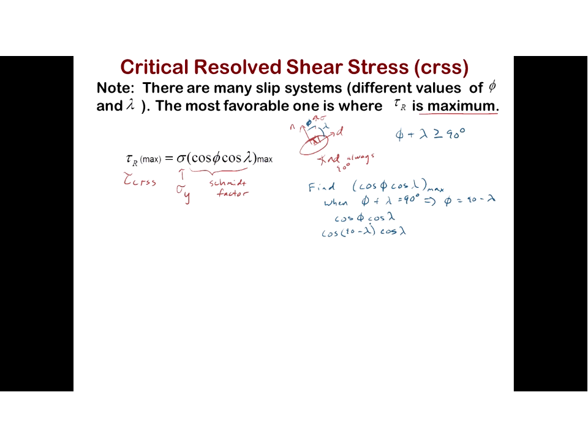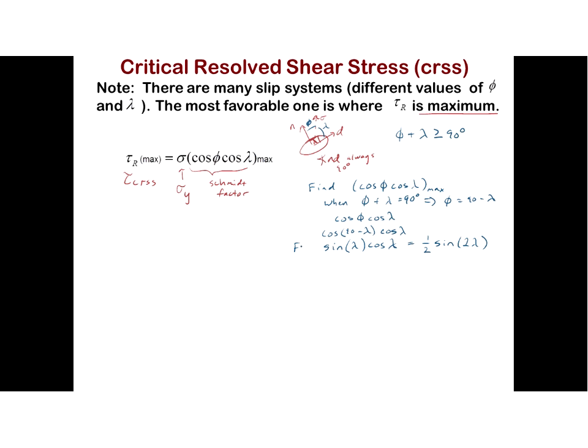And what's the cosine of 90 minus lambda? It's another way to write that: sine of lambda, right? Sine of lambda times cosine of lambda. Now we can rewrite this, again, using another trig identity. This is equal to 1/2 times the sine of 2 lambda, double angle identity.